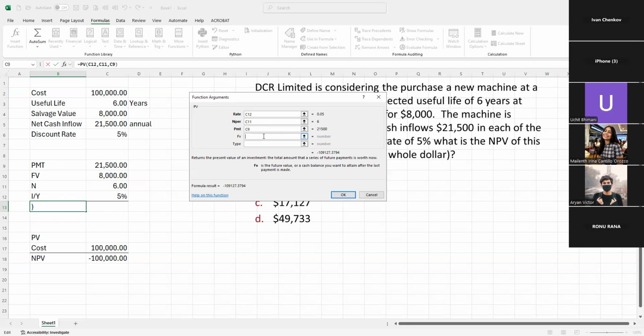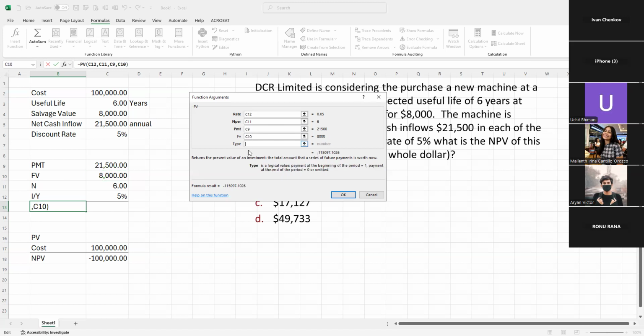Then we're going to the future value. Future value is the future value or cash balance you want to attain after the last payment is made. So basically, that will be the money that we're going to get at the end of the 6 years. $8,000 is our future value. The question is, how much does it cost us if we get those payments in cash? How much do we have to pay today?